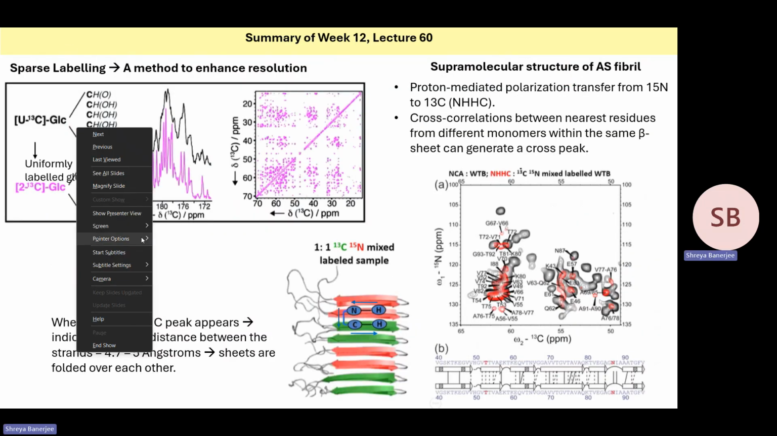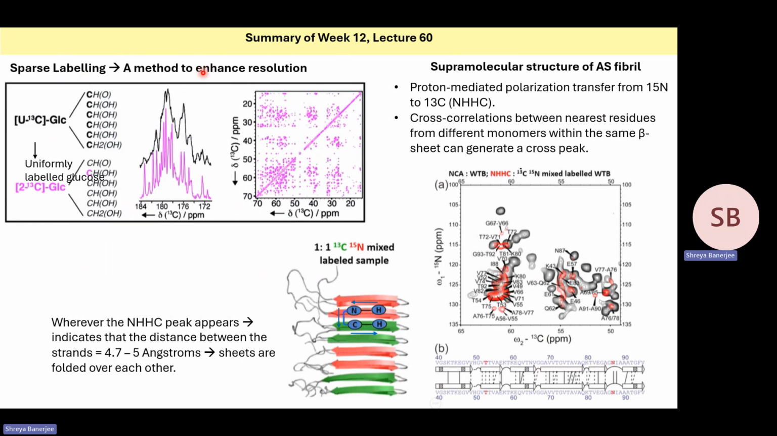There is a method called sparse labeling to enhance resolution. Basically, this is glucose, and U is for uniformly labeled glucose. In glucose, if all the carbons are labeled, you will not get a very well-resolved spectrum. You can see the spectrum here is kind of spread out, not very well resolved, the one shown in black. But instead, if we selectively label the C2 of glucose, you can see only the second carbon is labeled with pink. You can see the spectrum is very well resolved. The peaks are so much sharper.